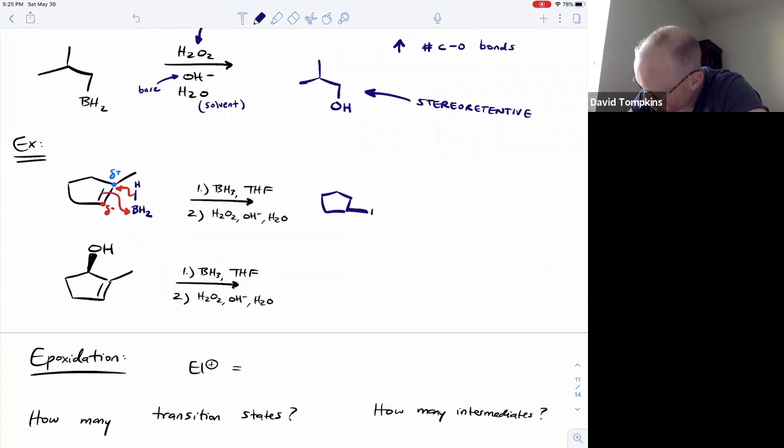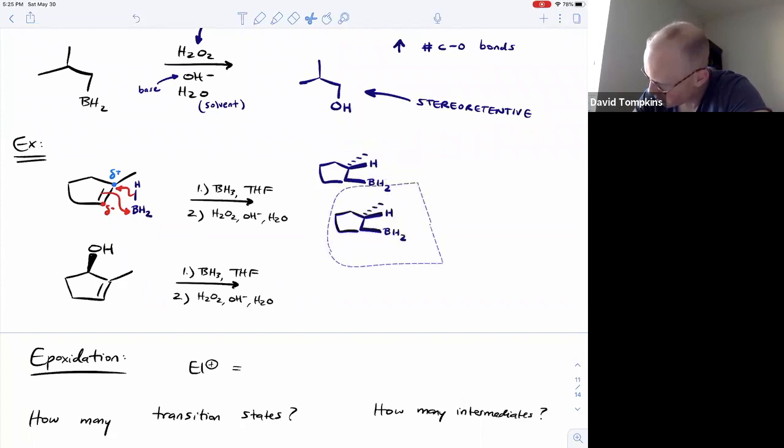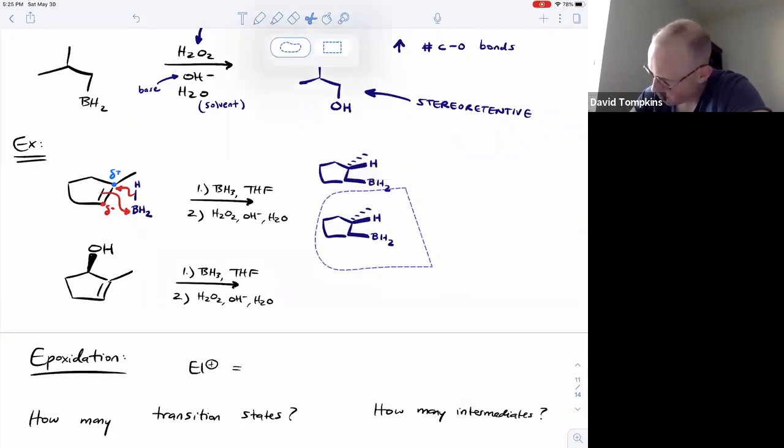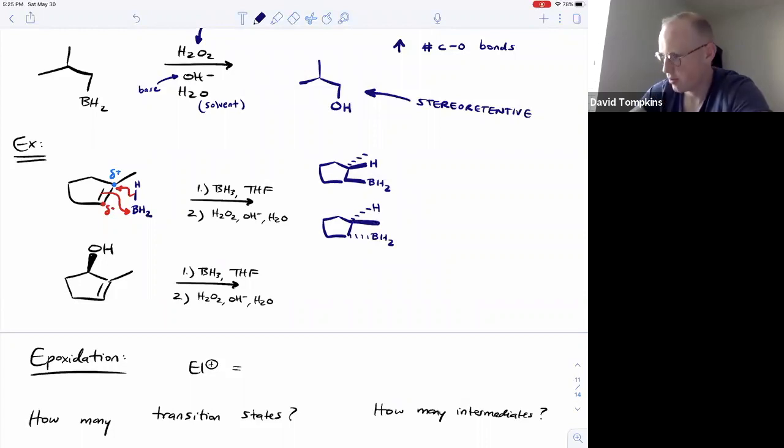So the boron, if it adds from the top, then hydride must also add from the top and push the methyl group down. Alternatively, if boron were to add from underneath, then the hydride would also add underneath, and the methyl will get pushed forward. So you get two stereoisomers. They are enantiomers. And you get syn products only, where H and BH2 are either both wedges or both dashes.